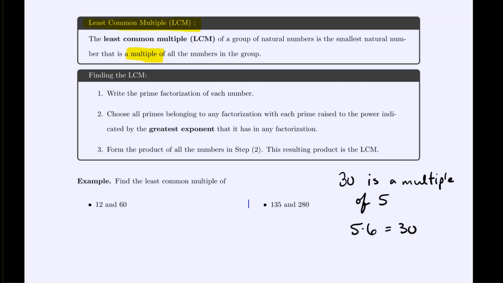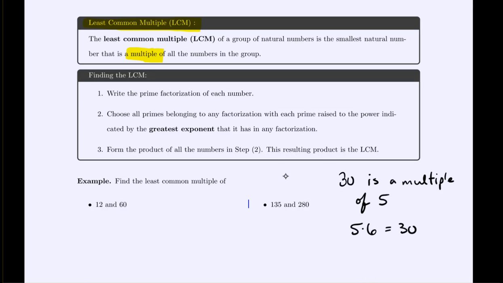So when we're talking about least multiple, we're talking about the least number that's a multiple of all the items in the group. Whereas for greatest common factor, to be a factor, you've got to be smaller than or at most equal to the number. So to be the greatest common factor, you've got to be something that's equal to or smaller, but for least common multiple, you've got to be something equal to or bigger.